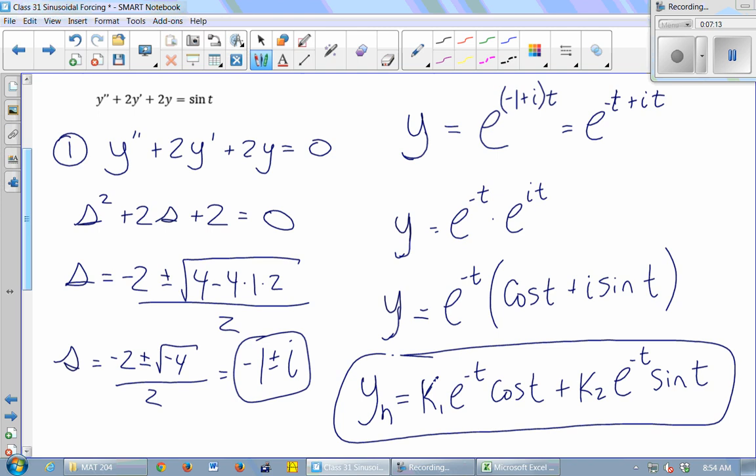All right, nothing new yet. Step 2, we have to find a particular solution to the forced equation. So y double prime plus 2y prime plus 2y equals sine of t.